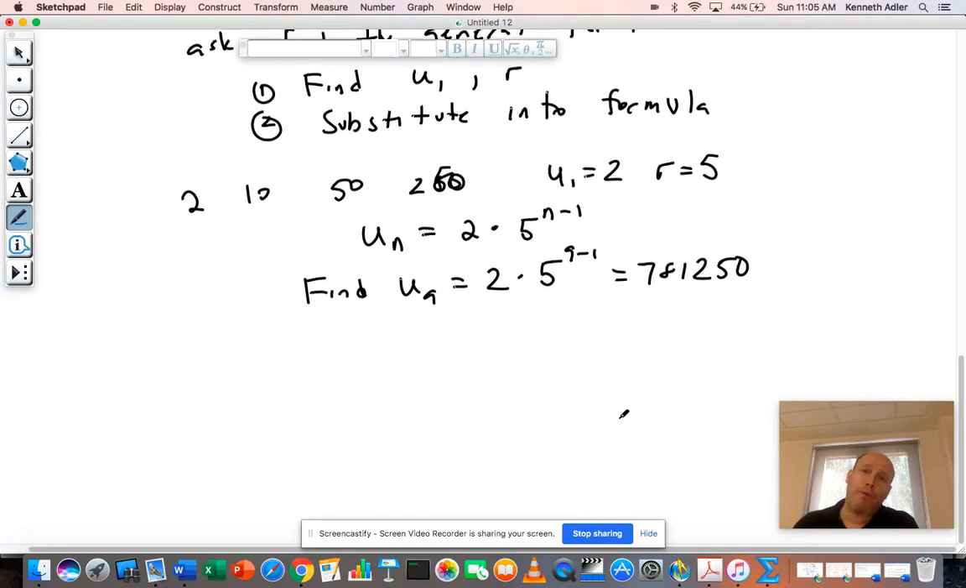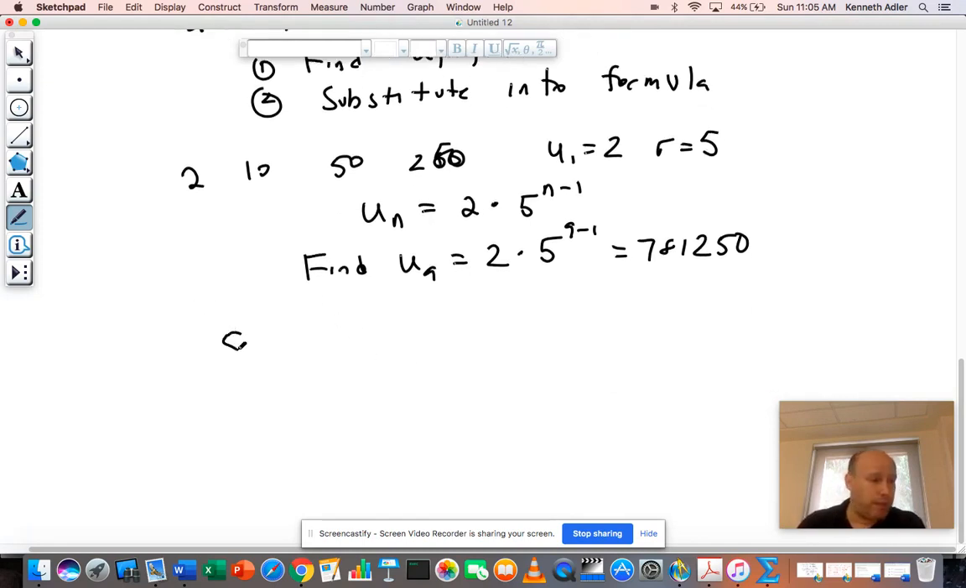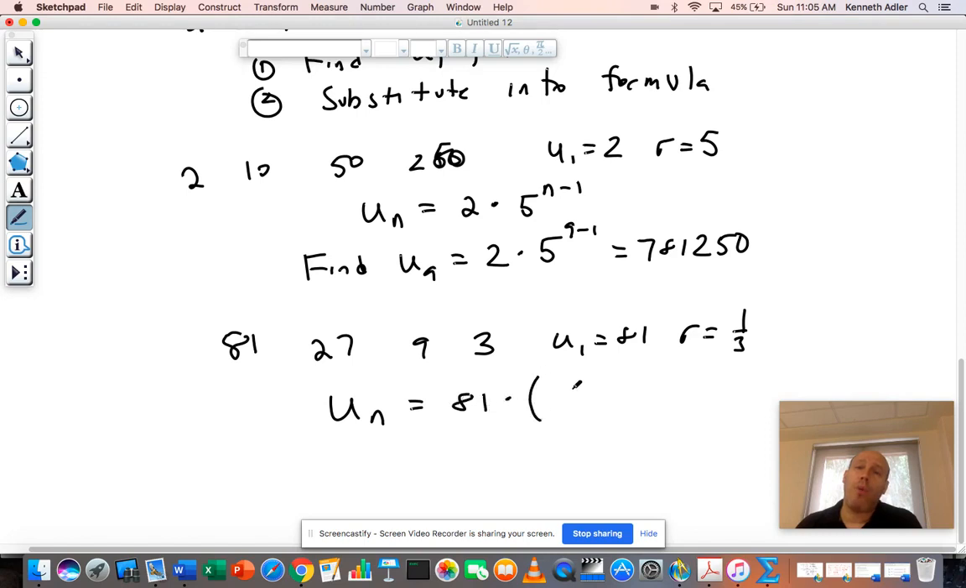Let's try another one. What was another example that we did earlier in the class? Let's see, it was 81, 27, 9, 3. Once again, what's the general formula? Maybe I'm interested in the 7th term, or the 17th term. Well, I know the first term is 81. I know the common ratio is 1/3. Let's put it together in the formula: 81 times open parentheses 1/3 to the n minus 1. And now I can figure out the 7th term: 81 times 1/3 to the 7 minus 1, or 6.